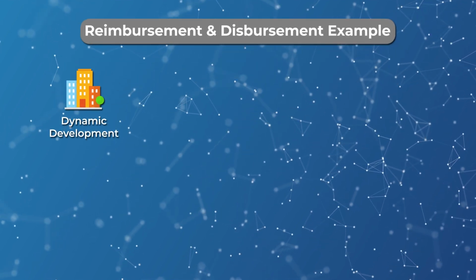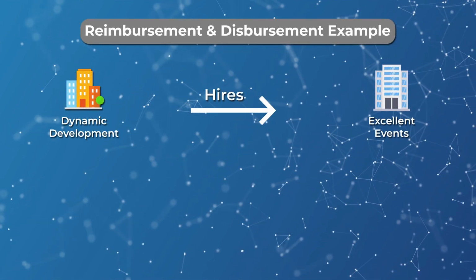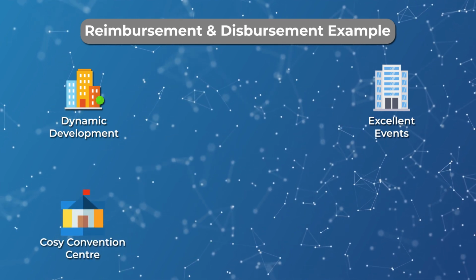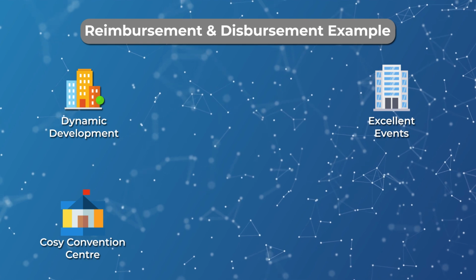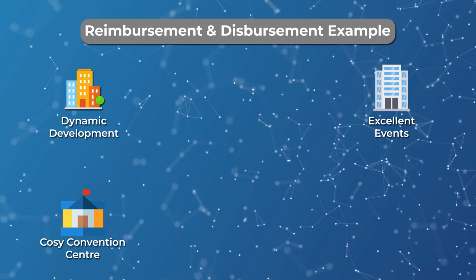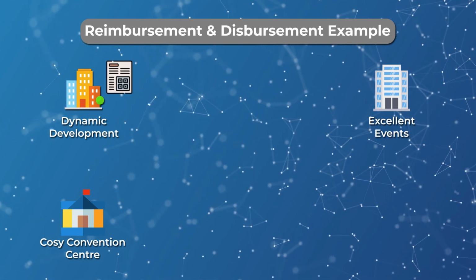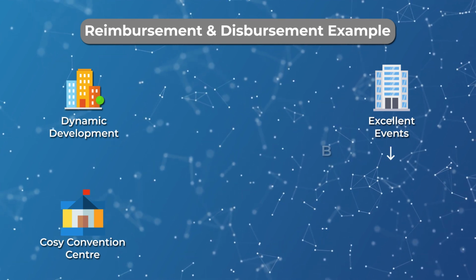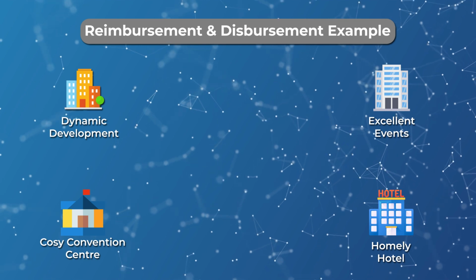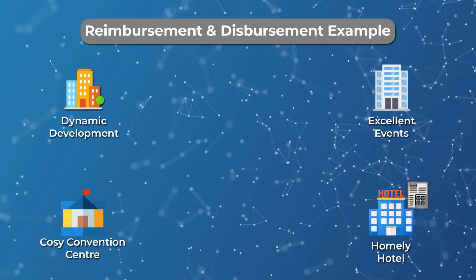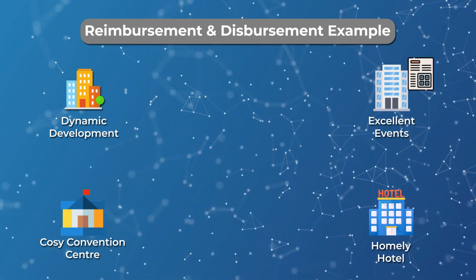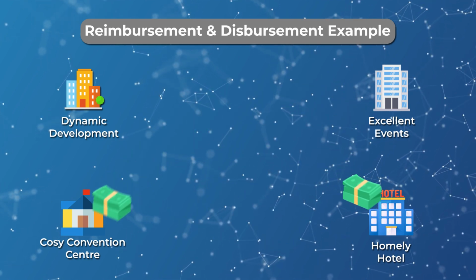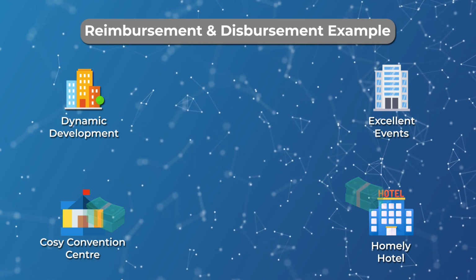Dynamic Development, a property developer, hires Excellent Events, an event planner, to plan a product launch at Cozy Convention Center. Cozy Convention Center, the venue of the launching, invoices Dynamic Development directly for the venue rental. On the other hand, Excellent Events books rooms at Homely Hotel for their staff working on the launch. Homely Hotel invoices Excellent Events for the rooms. Excellent Events pays both Cozy Convention Center and Homely Hotel upfront.